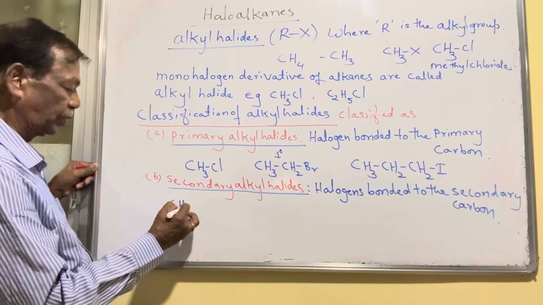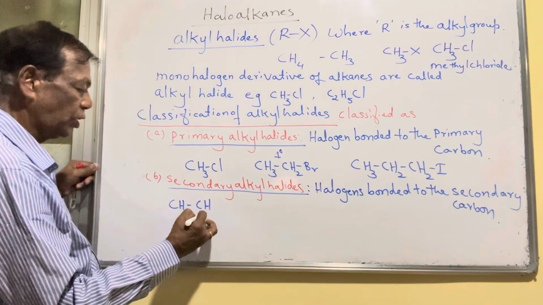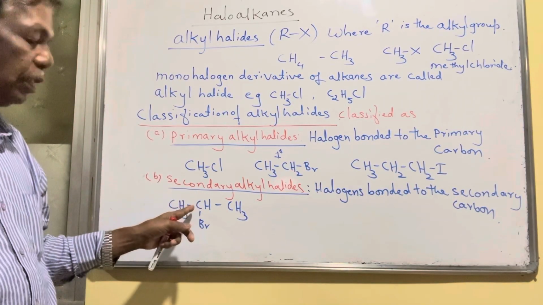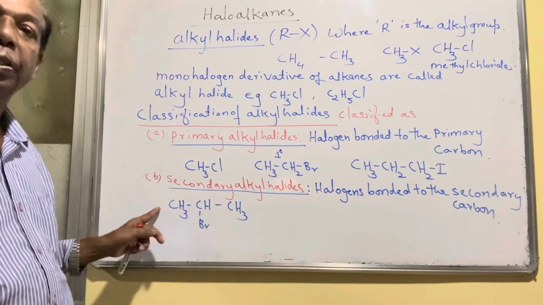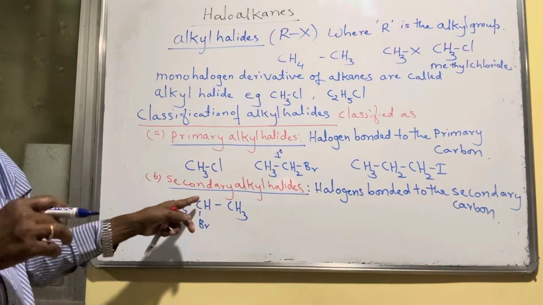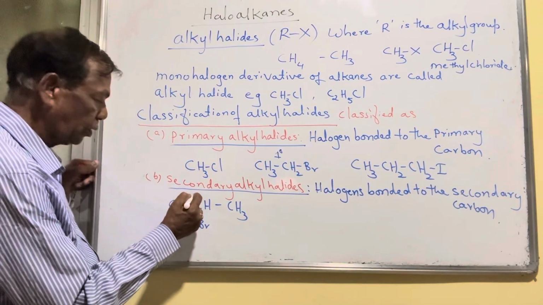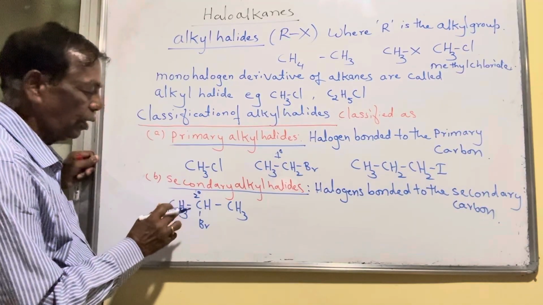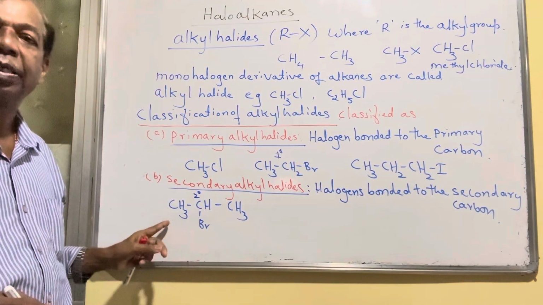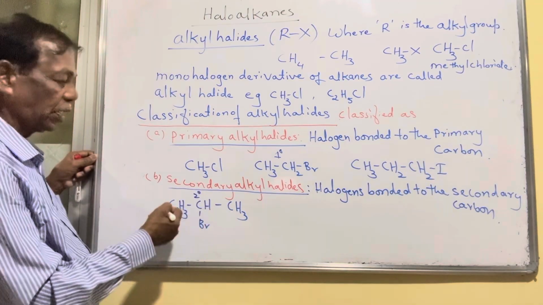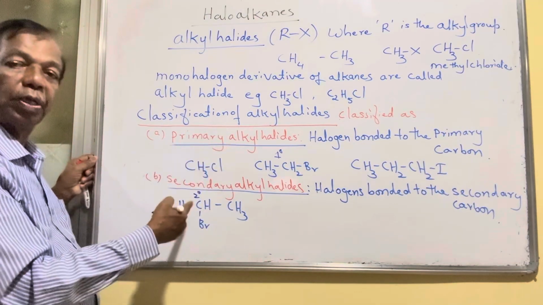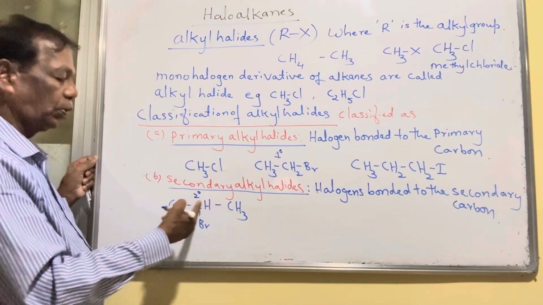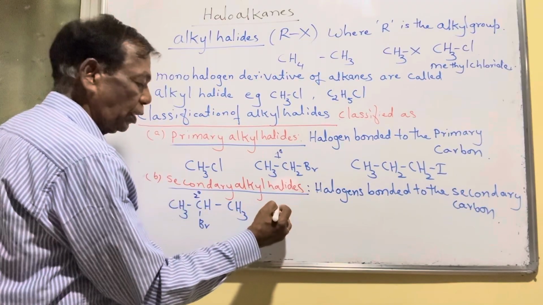Suppose I'll give one example first. CH3, CH, CH3. Now here, this carbon is bonded to two other carbons. So a carbon bonded to two other carbons is called a secondary carbon. And if the halogen is bonded to that carbon, then the compound is called a secondary alkyl halide. So this one is secondary. You should know what a primary carbon is, and you must also know what a secondary carbon is: a carbon bonded to two other carbons. That becomes secondary.